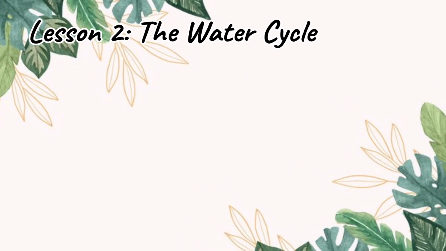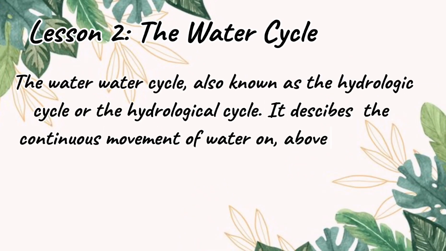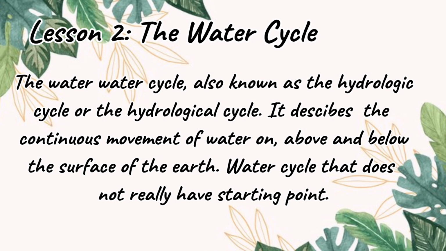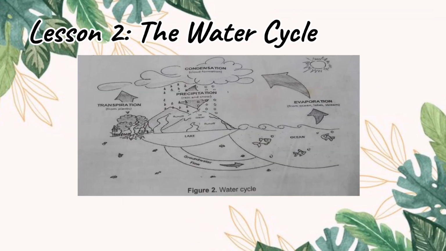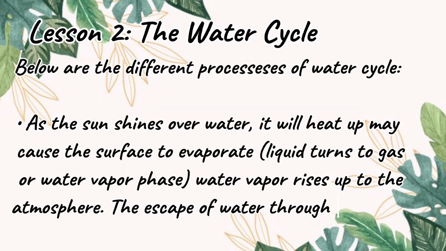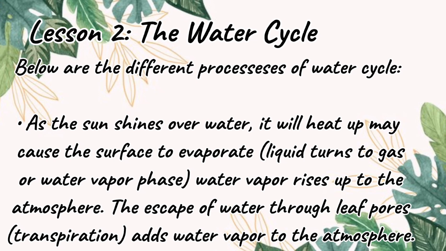Lesson 2, the water cycle. The water cycle, also known as the hydrologic cycle or the hydrological cycle, describes the continuous movement of water on, above and below the surface of the earth. The water cycle is like a big circle that does not really have a starting point. Below are the different processes of the water cycle.